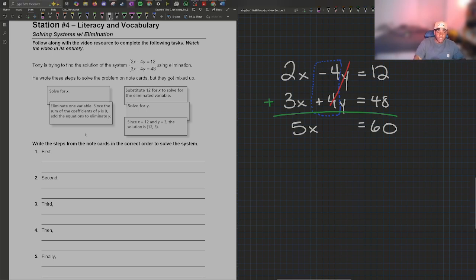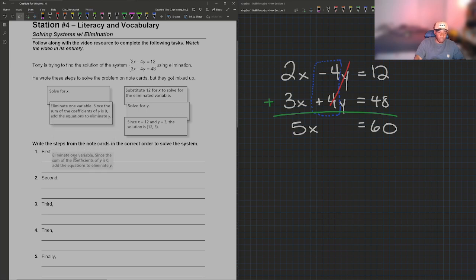So step number one here is just that. What we can say Tony does here is he combines these two equations to eliminate one variable. So step number one is that. Okay? You can write that down on your worksheet.